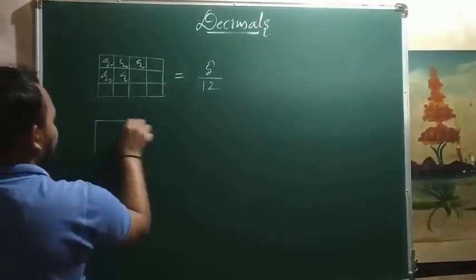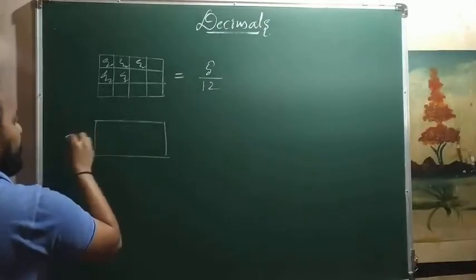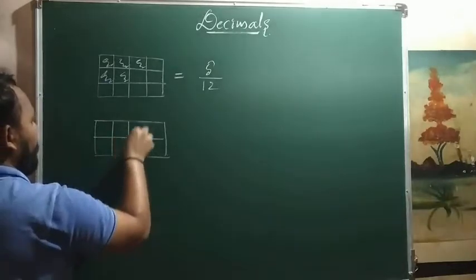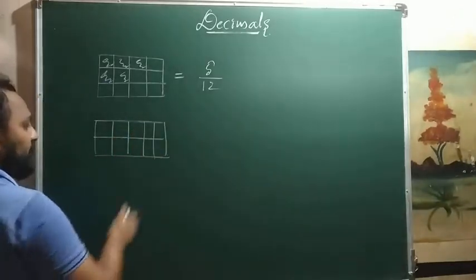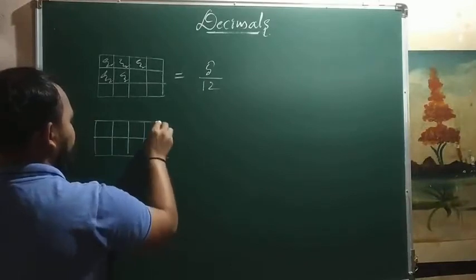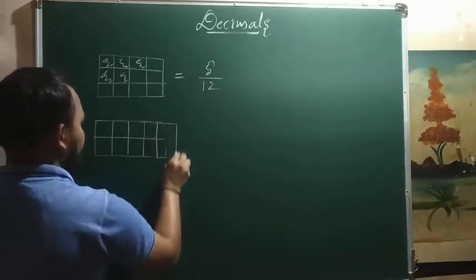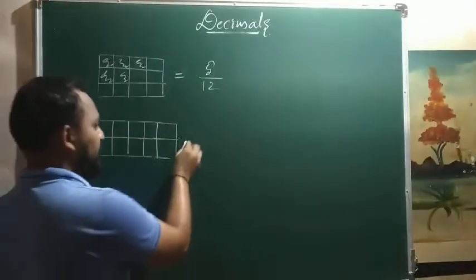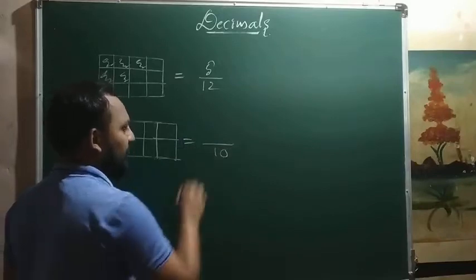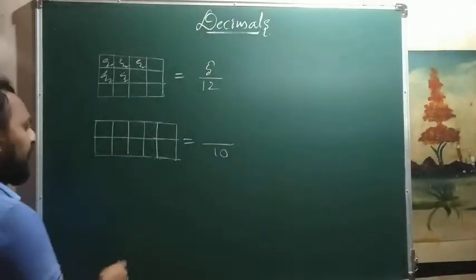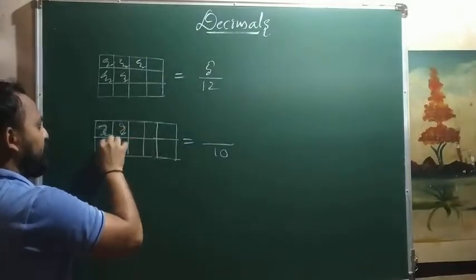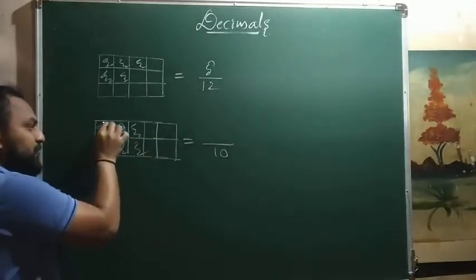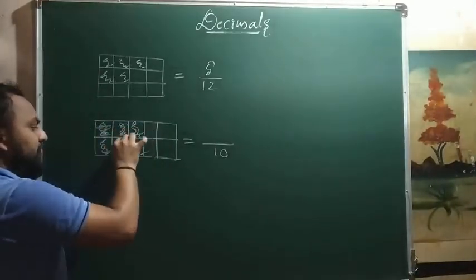So take a rectangle. Here there are 10 equal parts: 1, 2, 3, 4, 5 and 5. So the number of equal parts is 10. And the shaded parts are 1, 2, 3 and 6. These are the shaded parts.